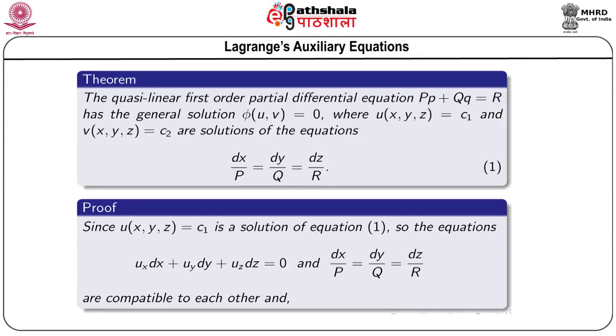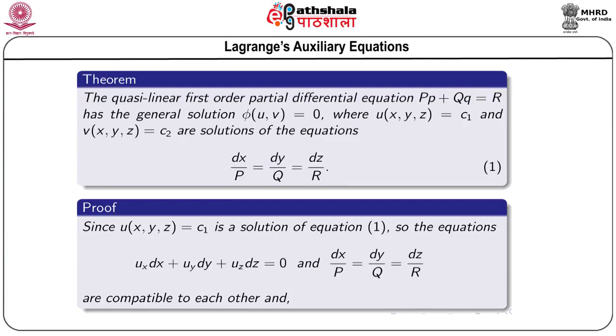Now, u(x, y, z) equals C1 is a solution of equation 1. Therefore, if you take the total differential of u, you will get the relation ux dx plus uy dy plus uz dz equals 0, and we also have that u equals C1 is the solution of the simultaneous equation 1. Therefore, this equation ux dx plus uy dy plus uz dz equals 0 and the simultaneous equation 1 are compatible to each other.